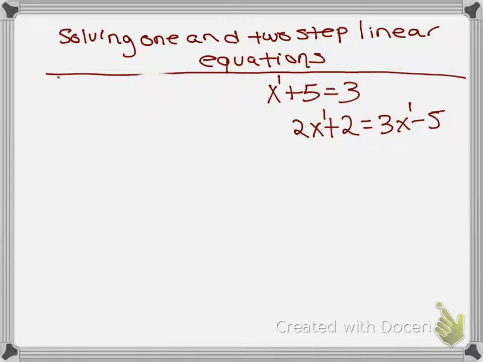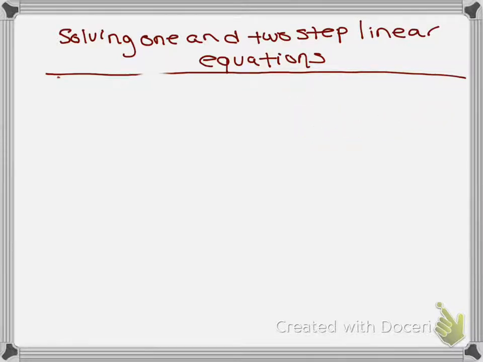I'm going to start with solving one-step linear equations. And it really is the simplest type of equation. So we might have something that looks like this. x plus 5 equals 8. And to solve it, I need to get this x all by itself, which means I need to get rid of that 5. How do I get rid of the 5?